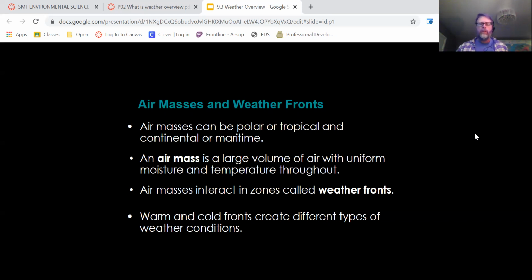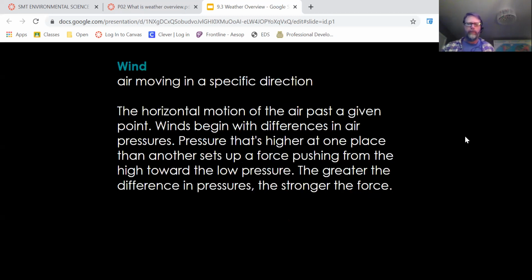Okay. By the way, there's also occluded fronts. We're not going to cover those just yet, but if you go ahead and Google some things, you're going to find out there's more than just a warm front and a cold front.